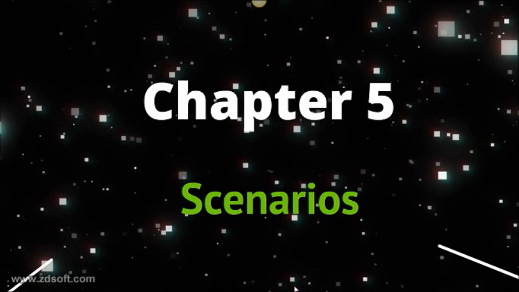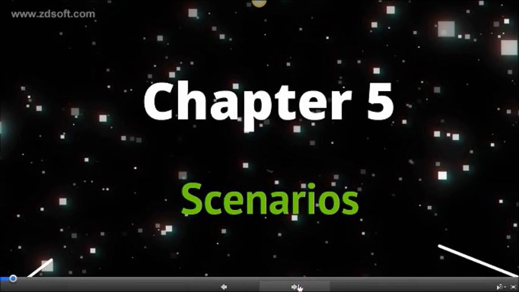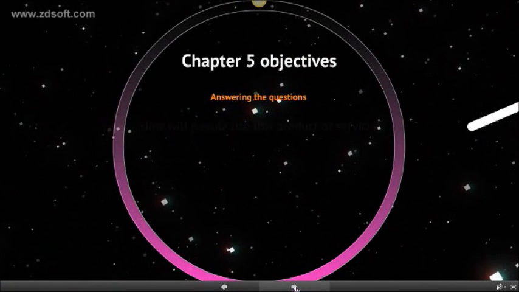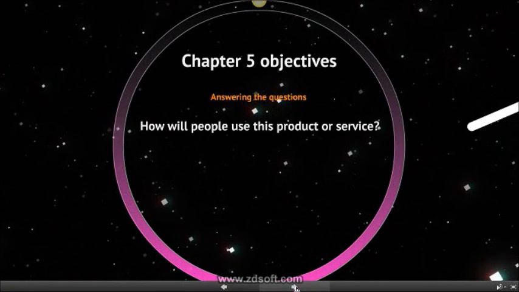Okay, so that brings us to Chapter 5, where we will be talking about scenarios. Now, scenarios come in all shapes and sizes. You have very formal, very heavy scenarios, down to things that are very light, that are basically placeholders for conversations. But we will be answering tonight the question of how will people use this product or service? And in this case, how will people use your software?